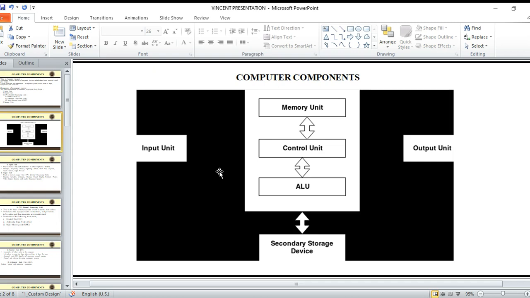So from your left, there is input unit. Then at the center is the central processing unit, which is made up of memory unit, control unit, and the arithmetic logic unit. Then below that, there is secondary storage unit. And to the right, output unit. So if you can see that diagram, it is well organized based on the flow of data until you get the results, which is the information.